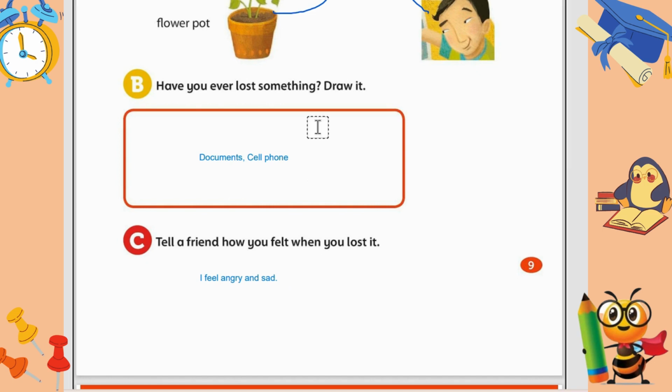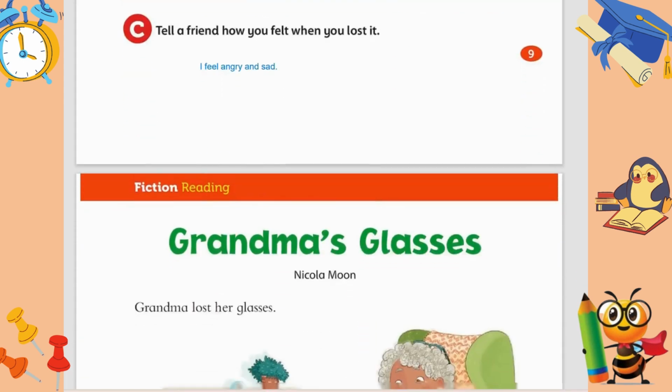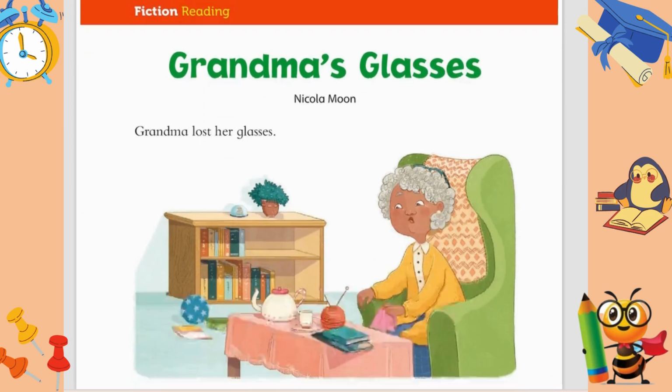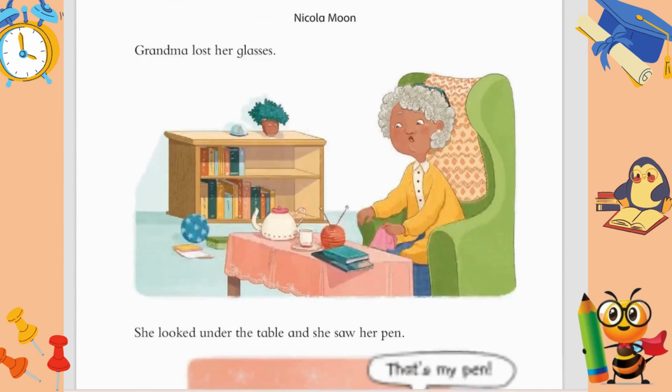So let's continue with the story. Grandma's Glasses. The story is about Grandma's glasses. So this is the grandma. Grandma lost her glasses. She's sitting, drinking a tea, and there are lots of items. Make sure you memorize the picture, okay?